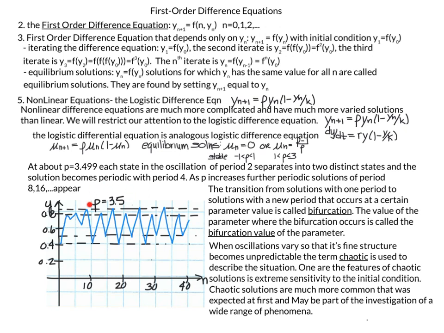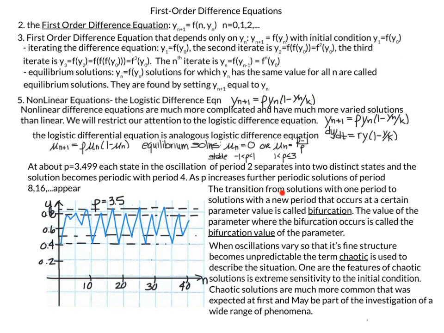At about rho equals 3.5, each state in the oscillation of period 2 separates into two distinct states, and the solution becomes periodic with period 4. As rho increases further, periodic solutions of period 8, 16, etc. appear. Here at rho equals 3.5, we have one oscillation between something greater than 0.8 and something around 0.4. But inside we have this smaller oscillation too, our original one, around 0.77 and 0.51. So we have two periods in here.